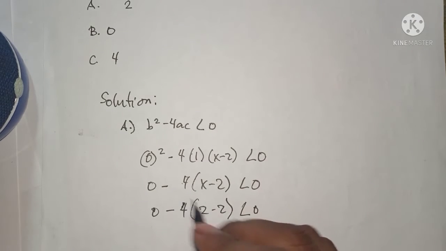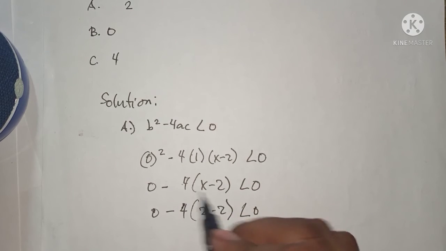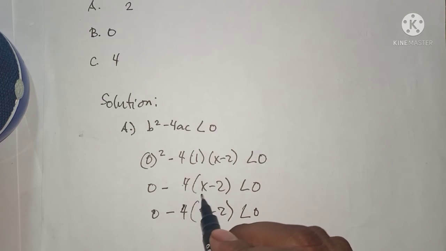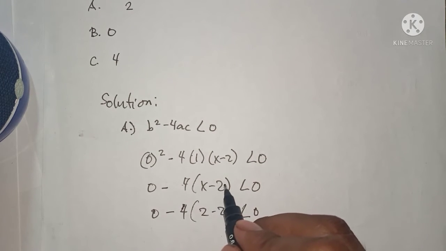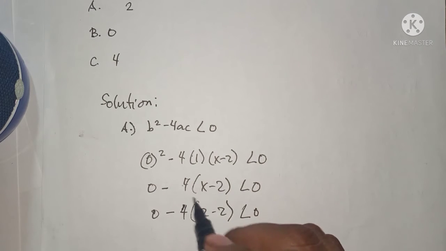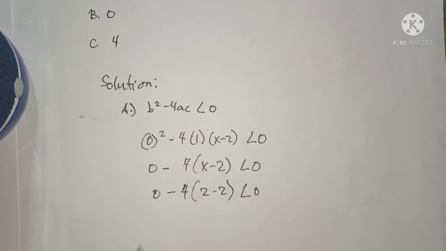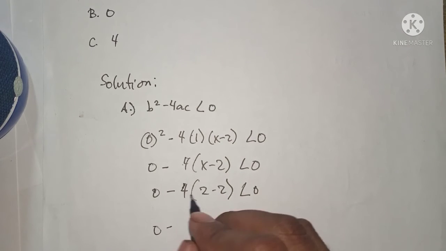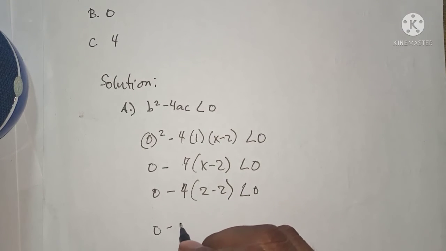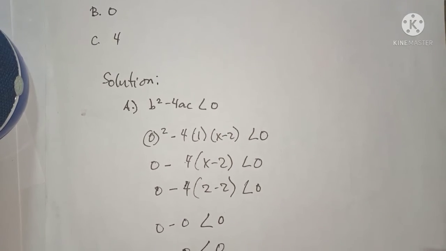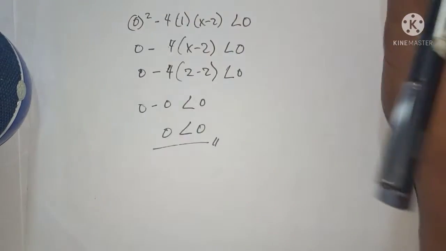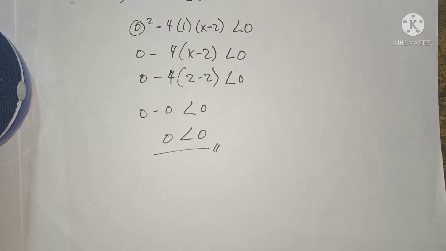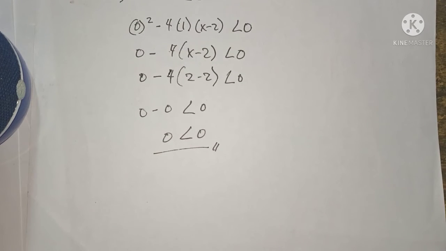Kasi nga kung 4 times x, 4x minus 8, 8 over 4 is 2. Yan. So ito ay 0 minus 4 times 0 na ito, so magiging 0 na rin to, so 0 less than 0. So ito ay hindi elliptic. Pag 0 is less than 0, hindi siya elliptic.